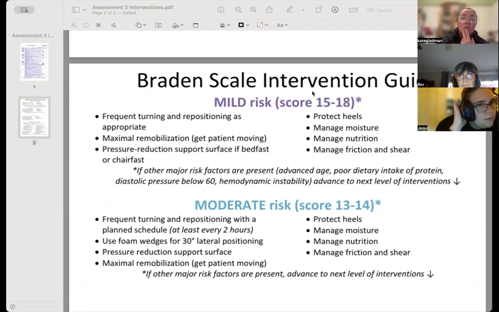So even though they're scoring 15, if you feel like they do have other risk factors, you can move them down to the moderate one as well.